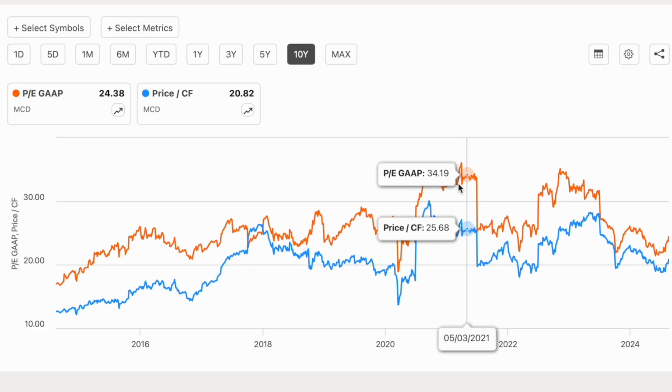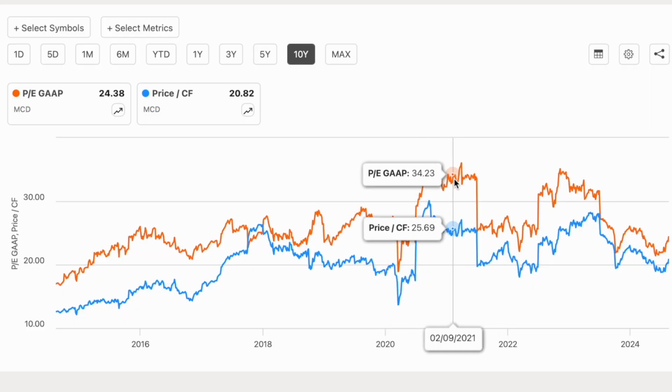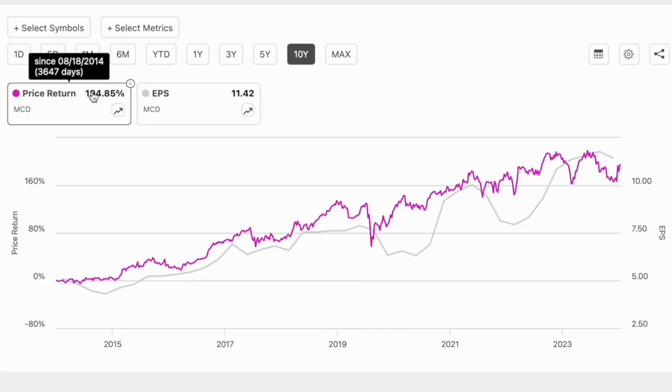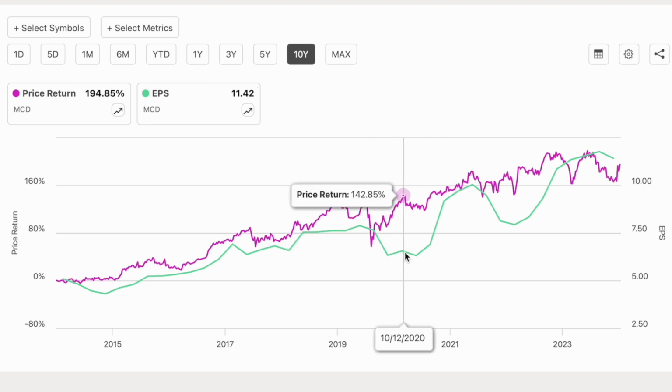So when you look at the high price to earnings multiples back in 2020 and 2021, you have to remember what was happening at that time. That was around the time where we had COVID and the global pandemic, and rates were basically down to pretty much zero. And you might be thinking, okay, well, what does that have to do with the PE ratio? Well, remember, the PE ratio has two factors in it, the price and the earnings that the company is making. So if we take a look at the price return and the earnings per share for McDonald's, we can see that in 2020, the earnings per share for McDonald's really dropped dramatically.